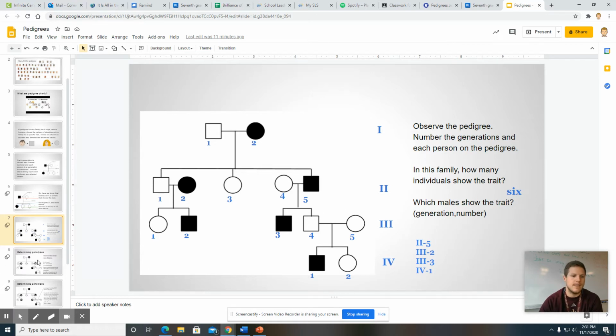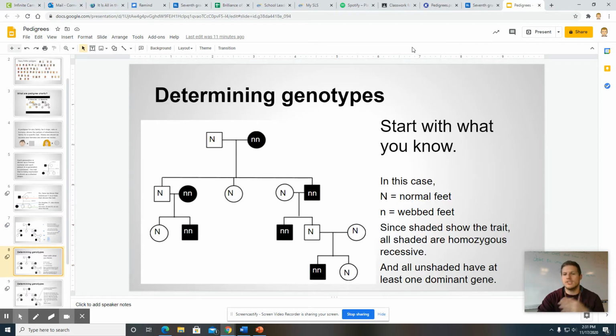Okay. Now, determining genotypes. Start with what you know. So in this, you start with what you know. In this case, this is normal feet and this is webbed feet. So the capital N, which is dominant, stands for normal feet. And the lowercase n, which we know there has to be 2 of them to show, both traits have to be recessive, is the webbed feet. Okay. So since shaded shows the trait, all shaded are homozygous recessive, meaning they have both their genes saying they have webbed feet. All unshaded have at least one dominant gene.